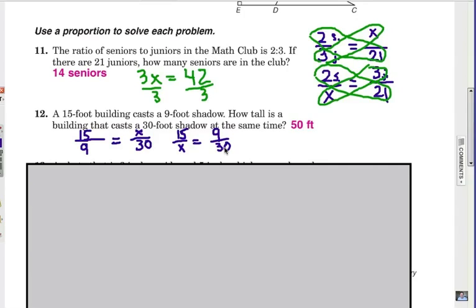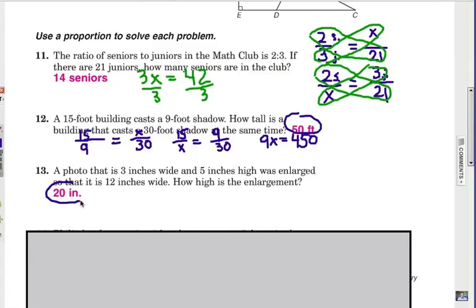However you do it, when you cross multiply, you're going to get 9x equals 450, and then divide both sides by 9. Of course, you get the answer of 50 feet. Hope that you got that. Number 13.